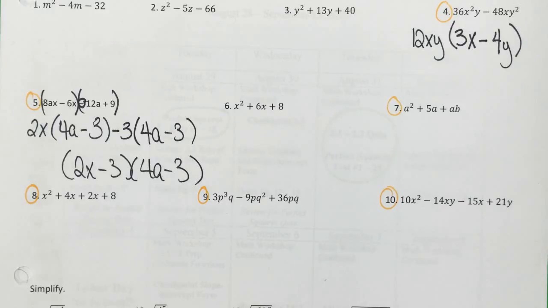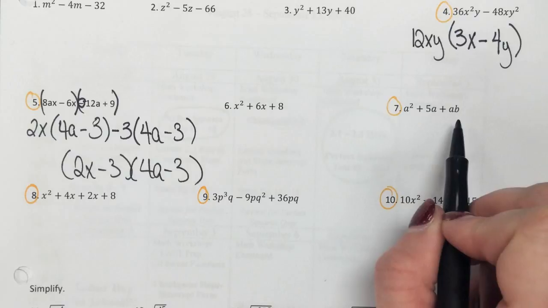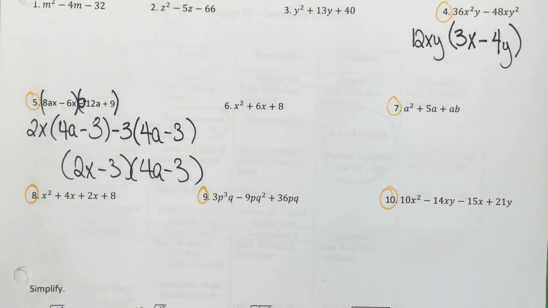Alright, what about number 7? How many terms does number 7 have? 3. What do you do when you have 2 or 3 terms? GCF. There you go. Find out what they have in common on number 7. 2 or 3 terms, you take out a GCF. Number 7. How about number 6?